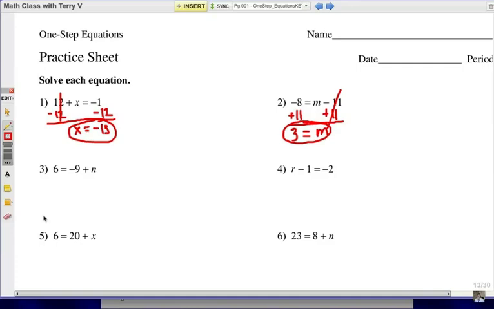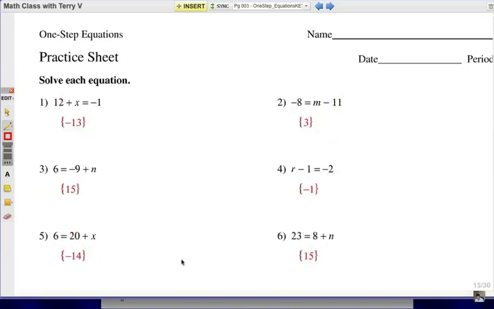All right, so let's do this all the way through. In number 3, we are adding 9 to each side. In number 4, we are adding 1 to each side. In number 5, if the 20 is being added, the opposite would be to subtract it. Subtract 20 on both sides. And number 6, if you're adding 8, then we need to subtract 8. Opposite operations. And again, I recommend that you cross those parts out that result in 0, and that's why they disappear. Let's check the answers.